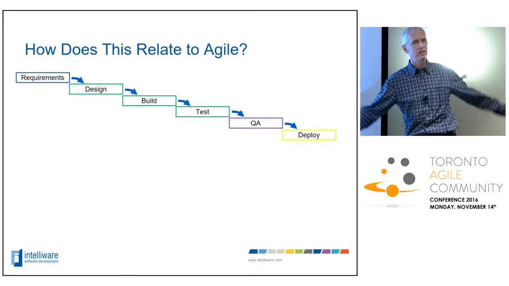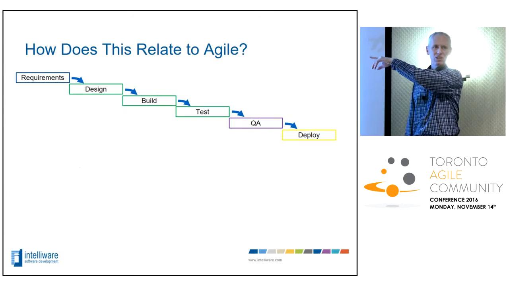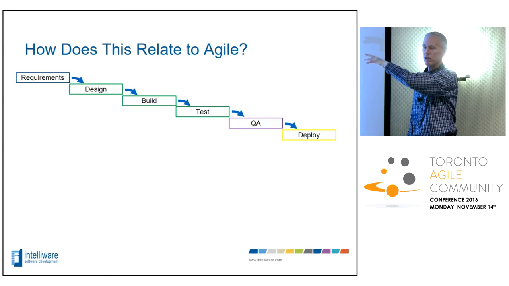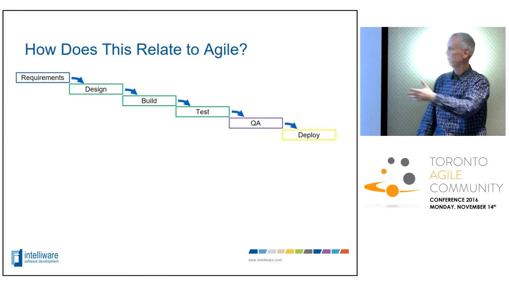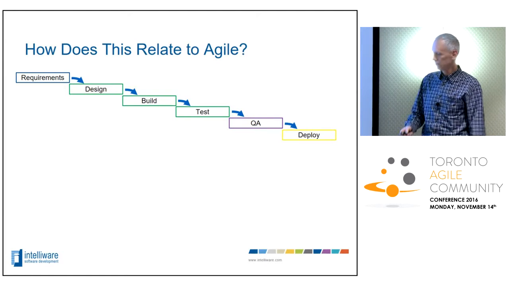So how does this all relate to Agile? Well, you know what this is, right? This is your traditional waterfall process. I'm not going to talk a lot about this, but I thought this was a good starting point. So traditionally, you build software in a stepwise fashion. Requirements, build, test, deploy.